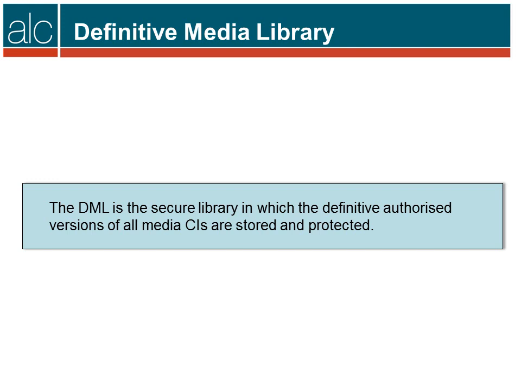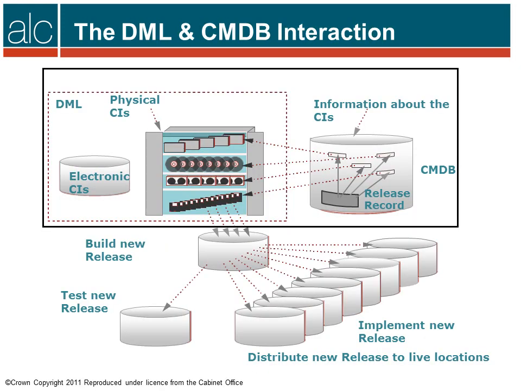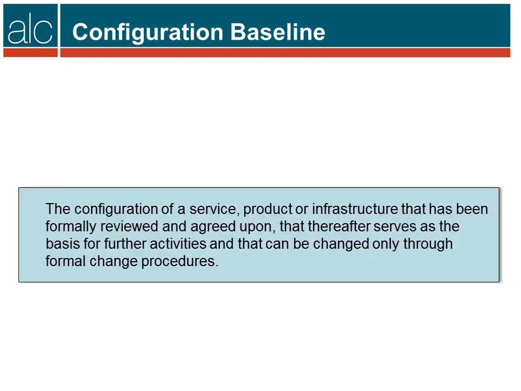The DML is a secure store or a library in which you store all the authorized versions of your media CIs and keep them protected. These physical CIs and electronic CIs are kept in the DML. Their status could be checked in the CMDB via the CMS. From here, it creates a single point of reference whereby you build, test, and distribute new release. We have thought during the day class how vital it is to keep track of your configuration baselines.